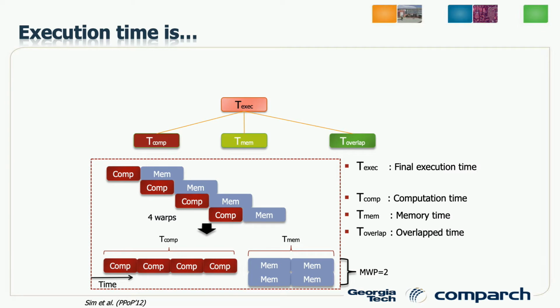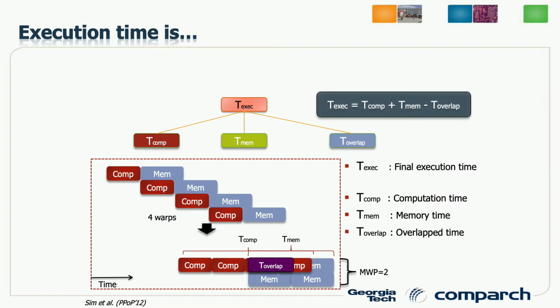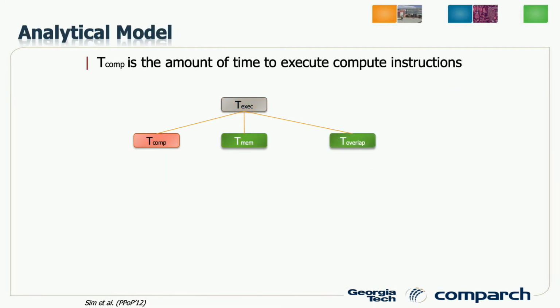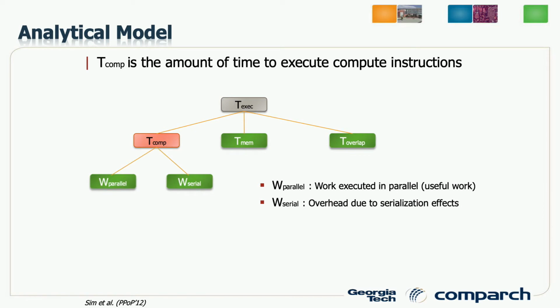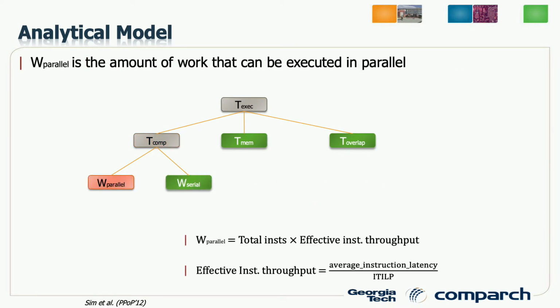And if we can overlap compute time and memory time, then we can reduce execution time significantly. So the main performance benefit comes from how much we can overlap compute time and memory time by using thread-level or memory-level parallelism. On top of that, in execution time, we can also consider what is serial and what is parallel, and in the parallel part, we can also consider the instruction throughput.